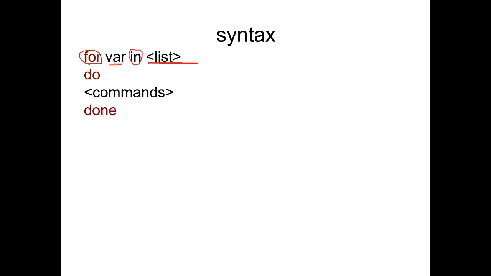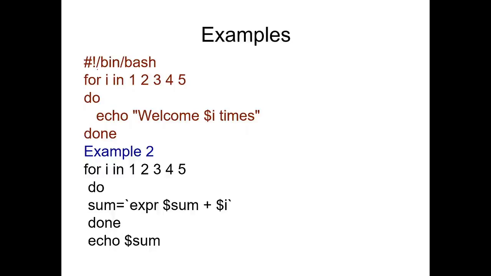How many values you are going to test for the loop, you specify as a list. And then a set of commands. The beginning of the for loop you indicate with do, and the ending of the for loop is indicated with the done statement. Done is the keyword.